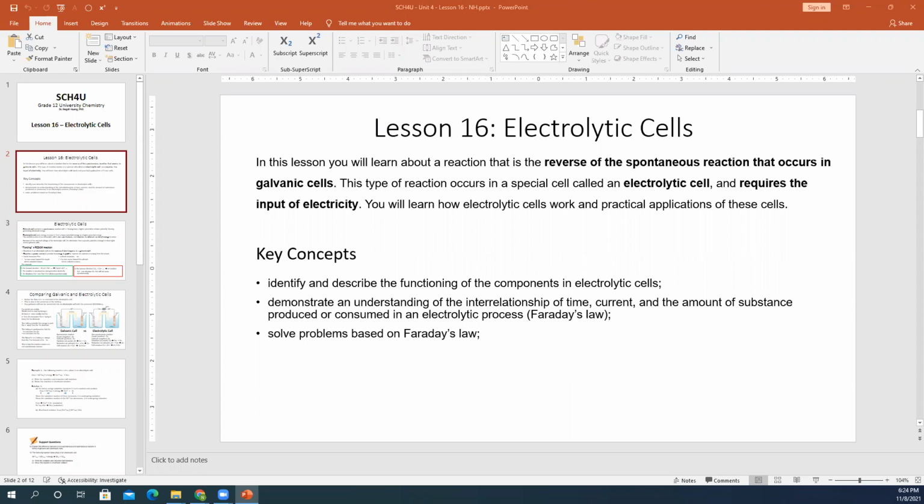So we are going to be talking about the different components of electrolytic cells. We're going to be talking about the relationship between time, current, the amount of substance produced or consumed in any electric process, and how that is governed by Faraday's law. And we are going to solve some problems applying Faraday's law.